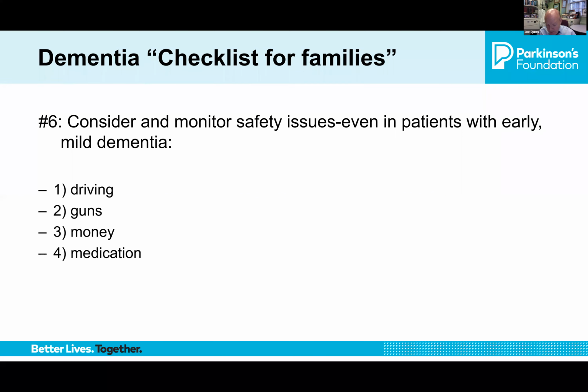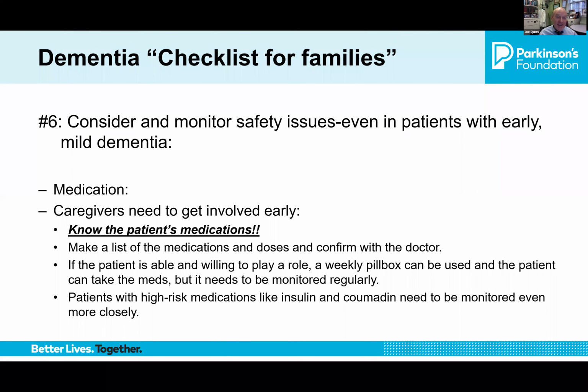And then the fourth one is especially close to my heart as a physician, and that is the issue of medication. So I have a whole separate slide on medication, and I'm always struck by how slow families sometimes are to realize that they need to become familiar with the medications and take control of things a little bit. So please, when you have a patient who is struggling with cognitive impairment, even early cognitive impairment, try to get involved and at least know what the patient's medications are. Make a list of the names and the doses and confirm that with the doctor.